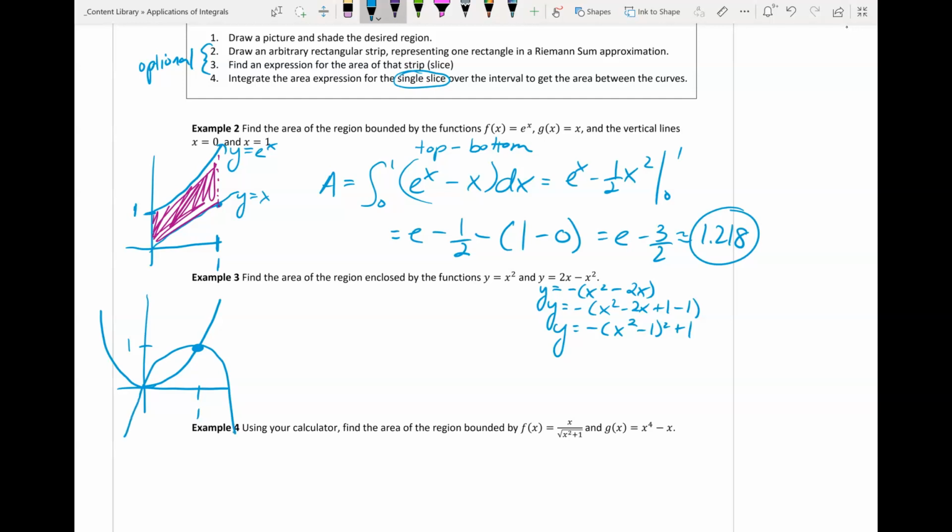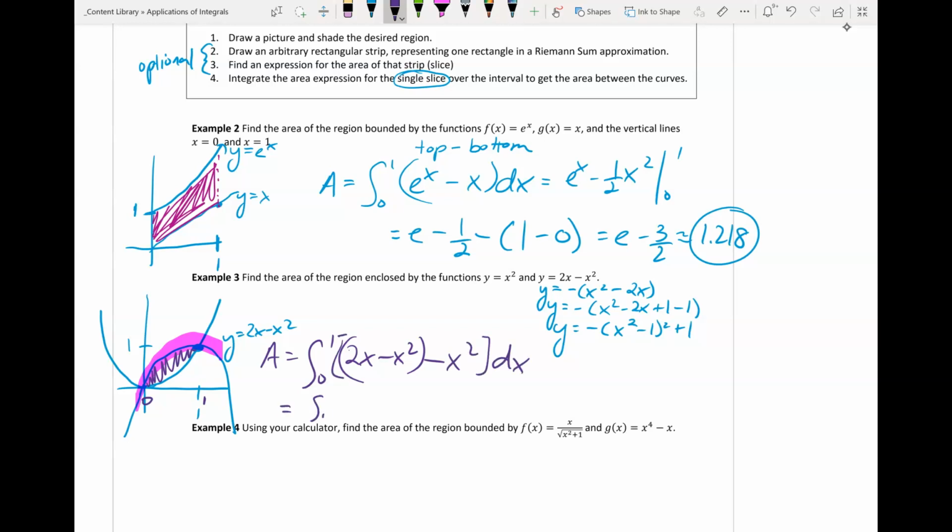Okay, so the area between those two curves then is going to be this region right here. So that means our bounds are going to be from 0 to 1. Our top function looks like it is going to be this one here, which is y equals 2x minus x squared. And then our bottom one is just going to be x squared. So our top function is 2x minus x squared minus x squared dx.